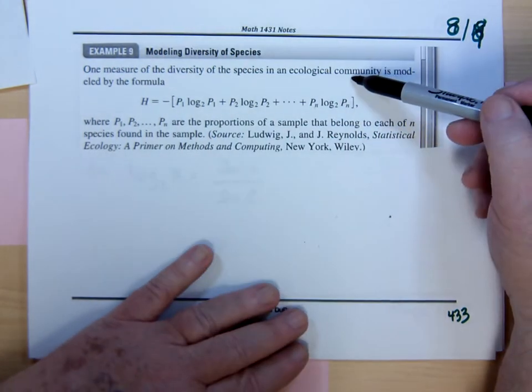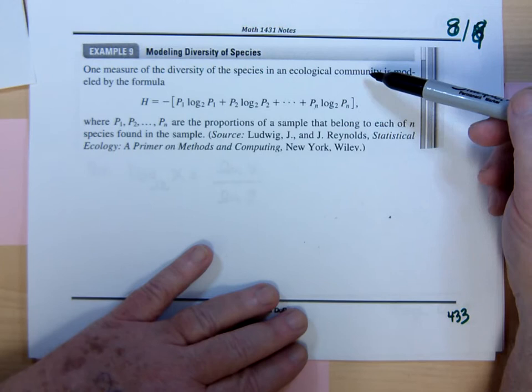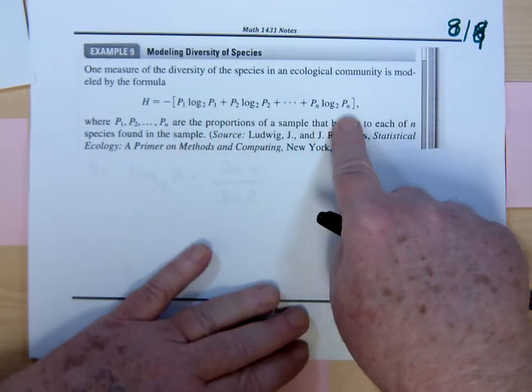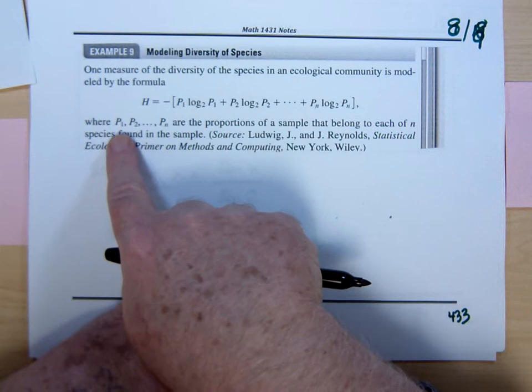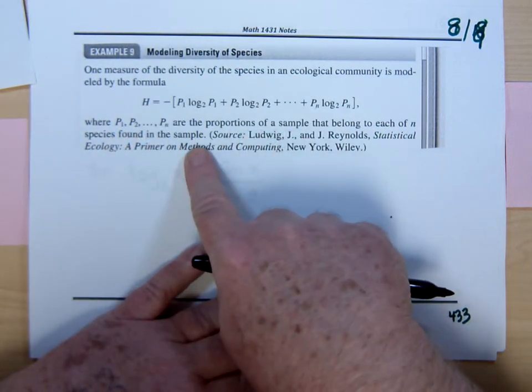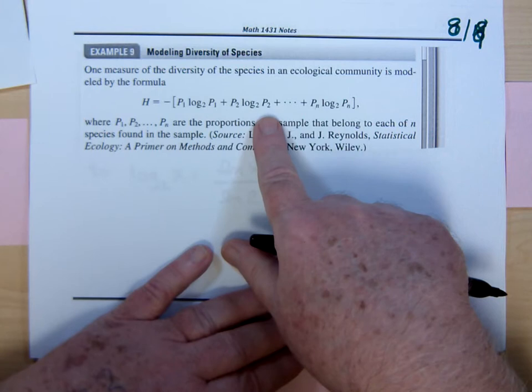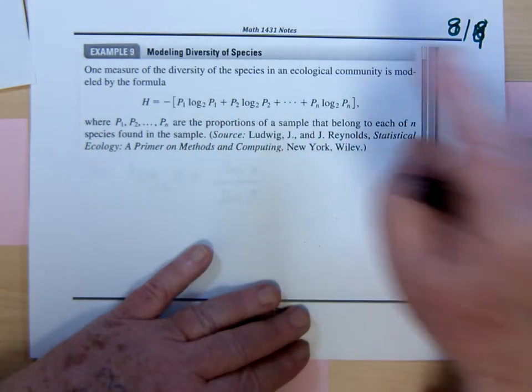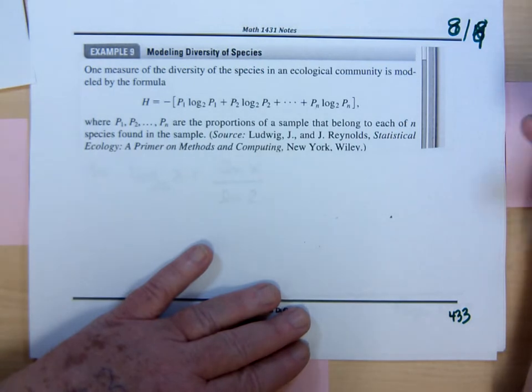One measure of the diversity of species is given by this formula, H is equal to, and you have a whole bunch of p's being multiplied together, where these p's are the proportions of a sample belonging to each of the n species found in the sample. A student at the College of DuPage did a biology project where they went out to some of our lakes and did exactly this diversity study using such an equation.